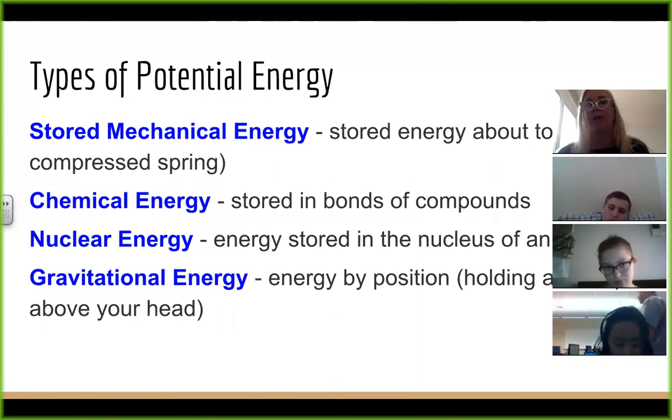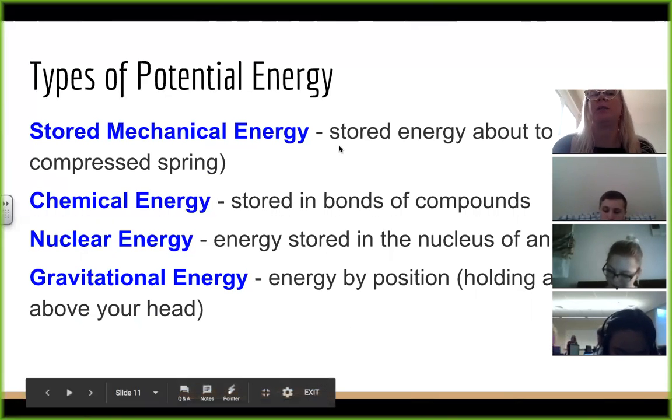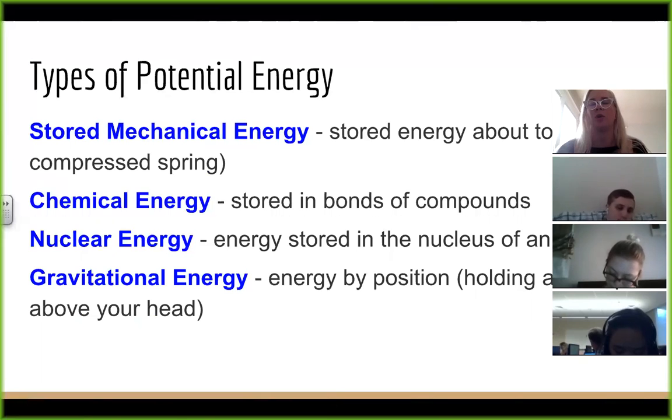The types of potential energy, right, we have stored mechanical energy. This would be like if you have a spring and you compress it, if you let go, the spring's going to fly. Sometimes machines have springs or strings or other ways where they store energy. Chemical energy is stored in the bonds of compounds, right? Any food that you're eating has chemical energy in it. Plants are making chemical energy.